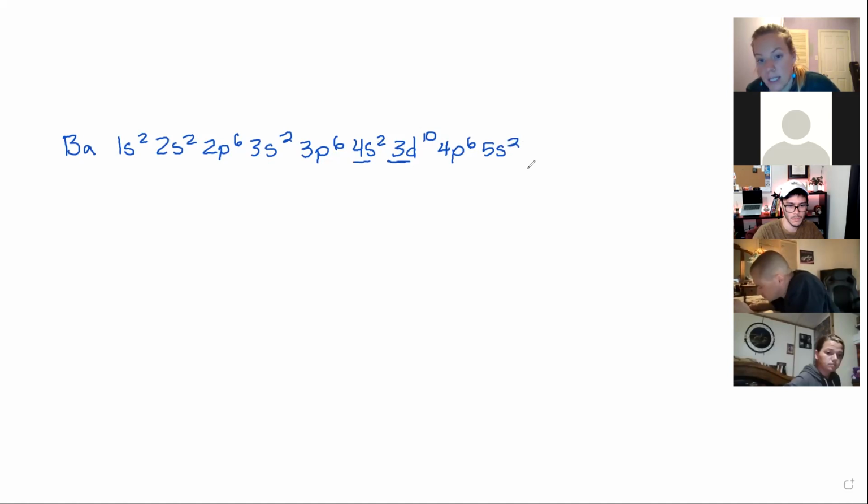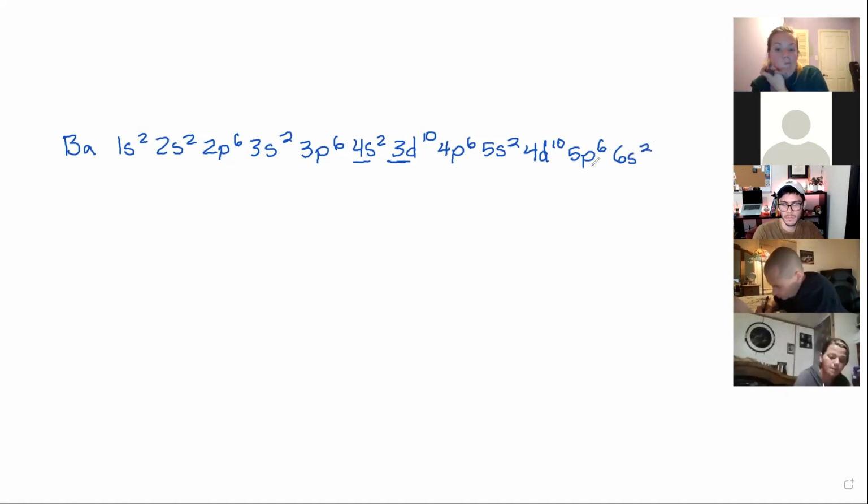Then we move into the d orbital. So remember, we have to go one floor down for 4d10. And then we go back up to the 5p. We fill that completely. That's gotten us almost there. Now we're at the sixth row, right? So 6s2. Yeah, that's a pain to write.